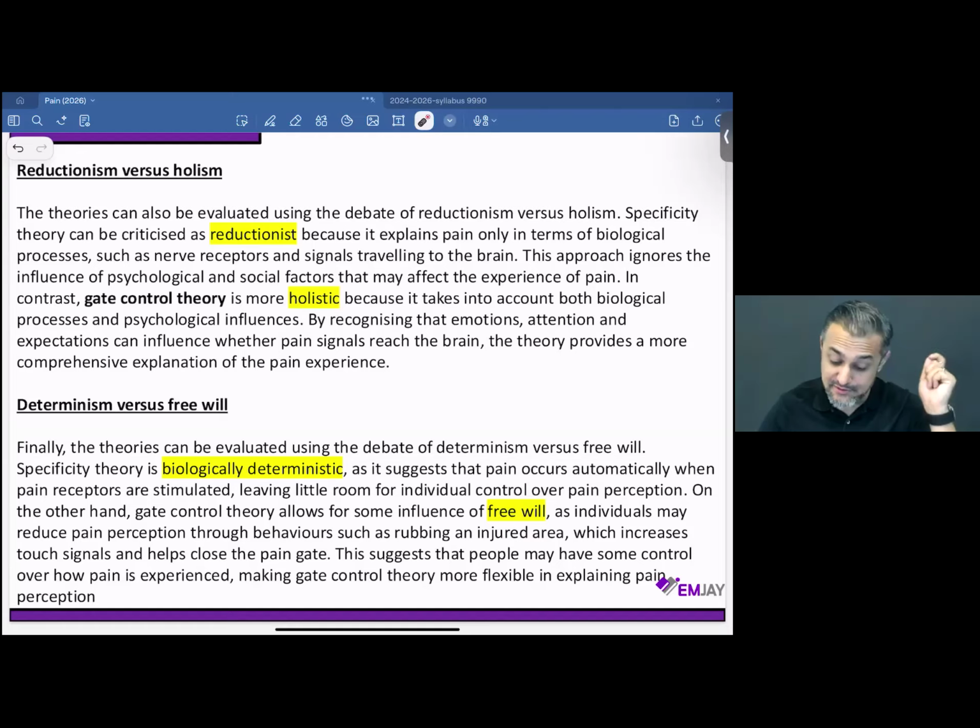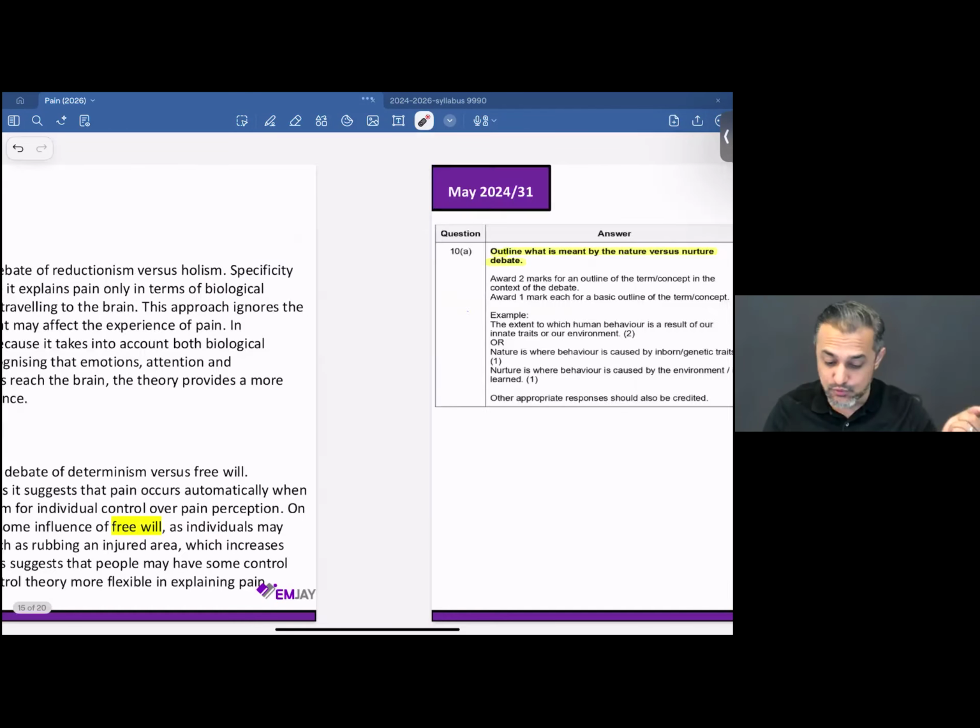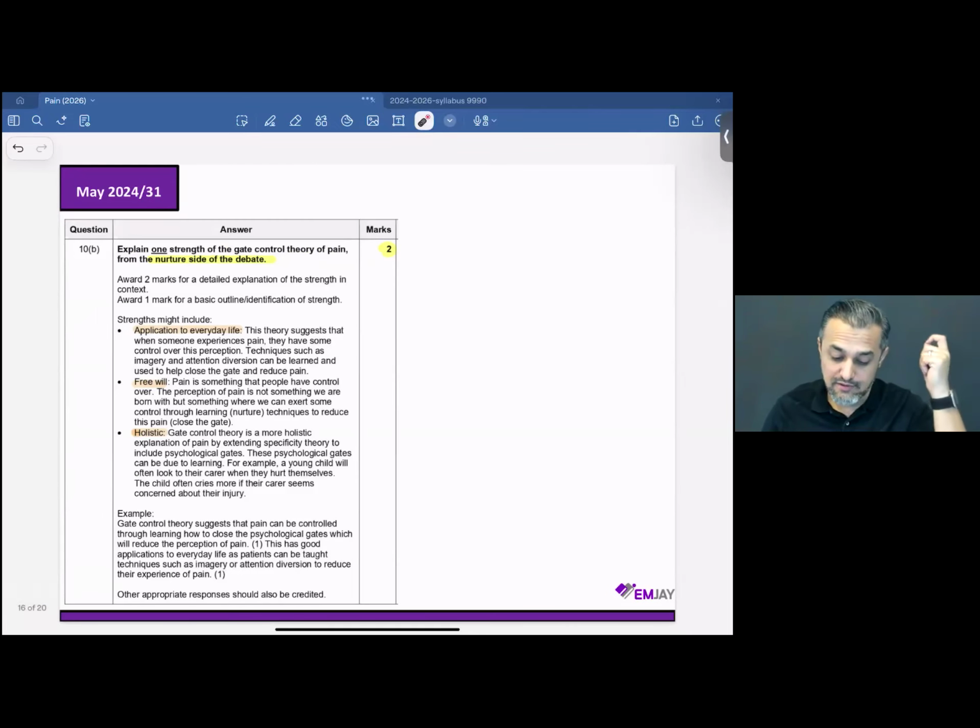Individuals may reduce pain perceptions through behaviors such as rubbing an injured area, which increases touch signals and helps close the pain gate. This suggests that people may have control over how pain is experienced, making gate control theory more flexible in explaining pain perception. So yeah, these are a few ways that you could use to evaluate.